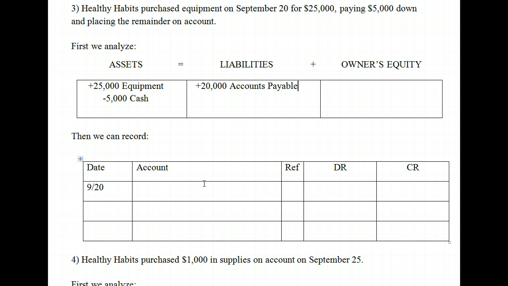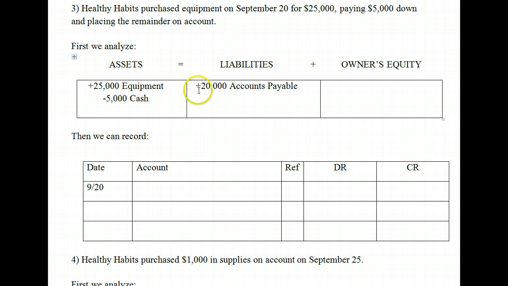Now let's translate this into debits and credits. Remember, assets are increased with the debit, they're decreased with the credit. So are our assets increasing or decreasing? Well, a little bit of both, right? Our equipment is going up by $25,000. So to take equipment up, we need to debit that account. Cash, on the other hand, is going down. So to take that cash balance down, we would need to credit cash. Okay. So we've got one debit to equipment, we've got a credit to cash.